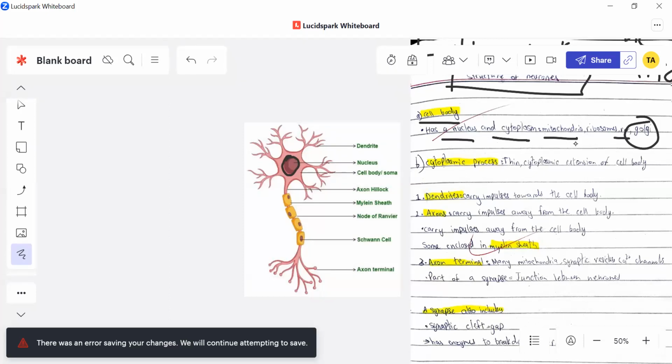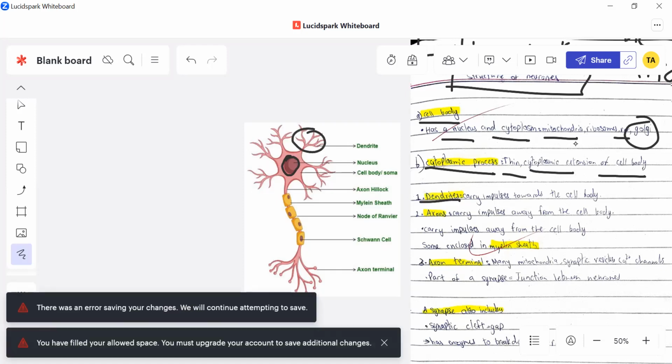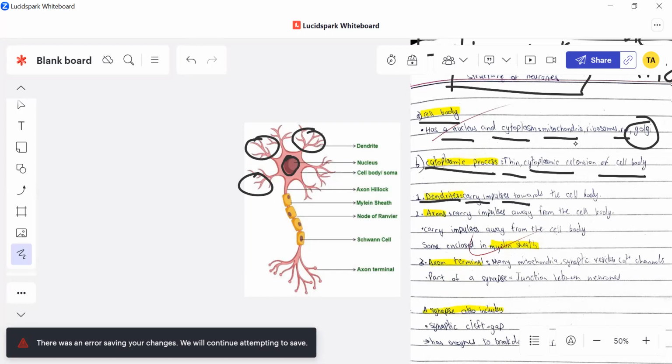The cytoplasmic processes are thin cytoplasmic extensions of the cell body. And these are the dendrites. The dendrites that you see right here are the processes that carry impulses towards the cell body. So an impulse will come towards the cell body and then move through like this through the axon.